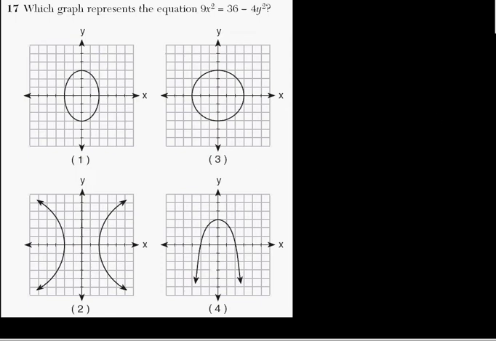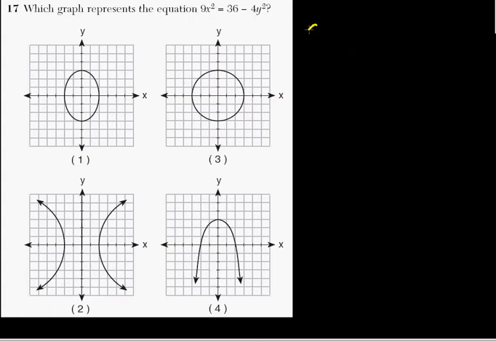Okay, problem number 17. It says, which graph represents the equation 9x squared equals 36 minus 4y squared? Okay, and then it gives us an ellipse, a circle, a hyperbola, and a parabola. So let's try and get this into some sort of standard form so that we can work with it a little bit better.